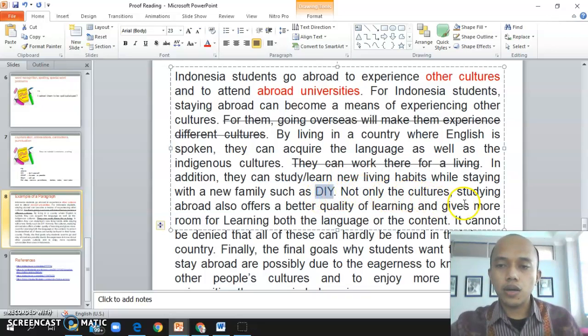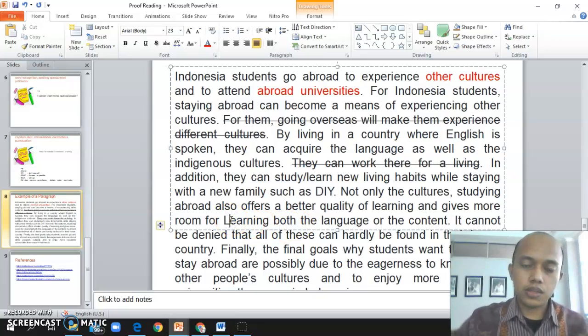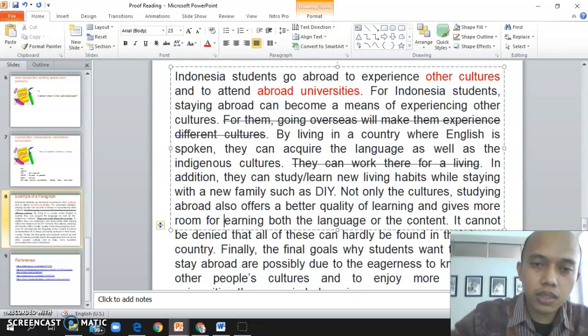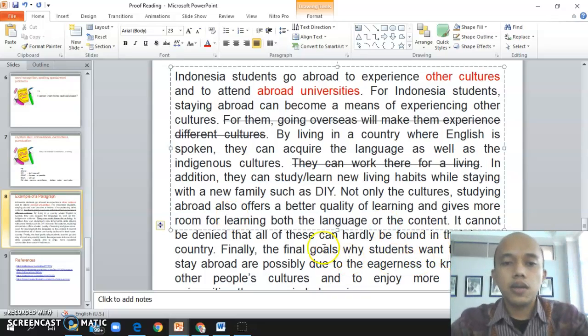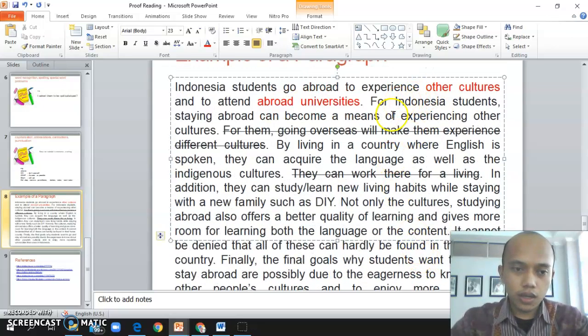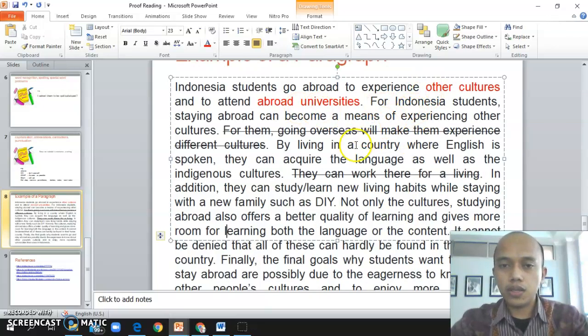Okay, "and not only the cultures, studying abroad also offers a better quality of learning and gives more room for Learning." Well, learning is written in capital. Since this is not a proper noun or something, we need to replace this capital letter with a small letter. "So it cannot be denied that all of this can hardly be found in their home country." Finally, the final goals. Okay, so here are some examples of errors and mistakes committed by the writer of these paragraphs.